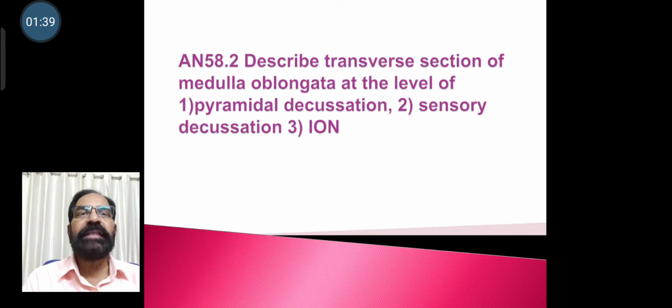Then we go to the competency, that is what are the features present at the transverse section of medulla at the level of: 1. Pyramidal decussation, 2. Sensory decussation, and 3rd at the level of inferior olivary nucleus.